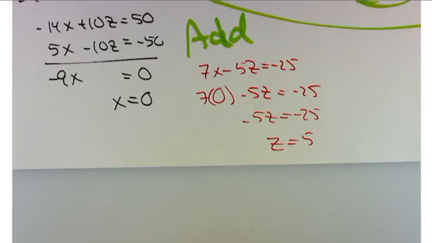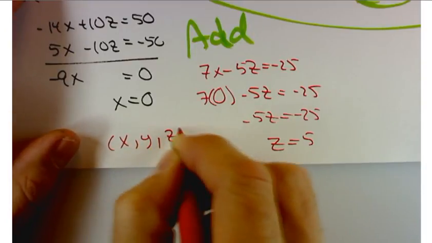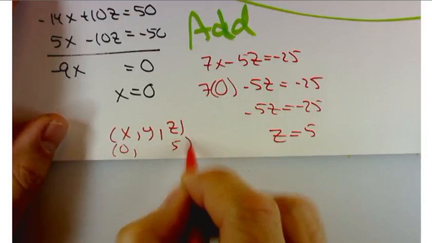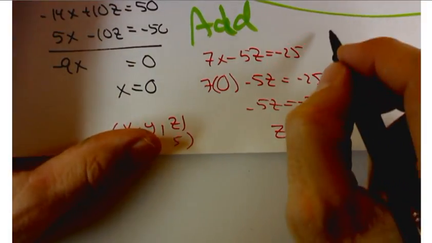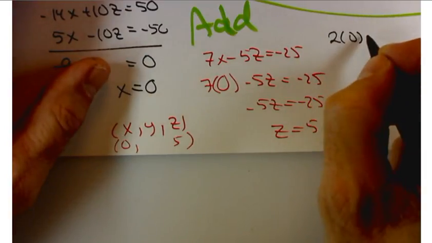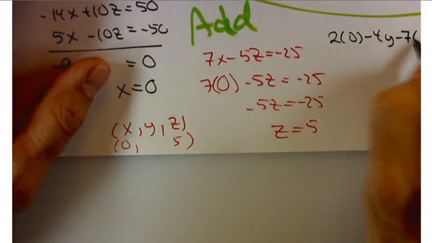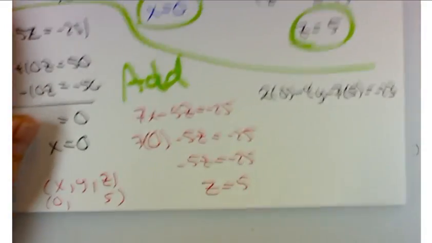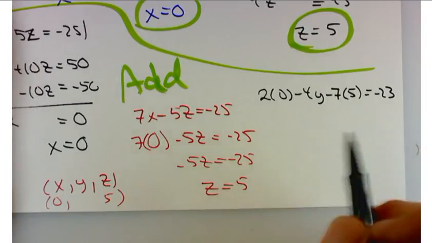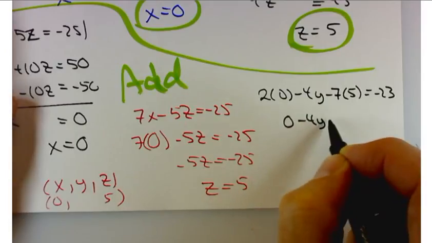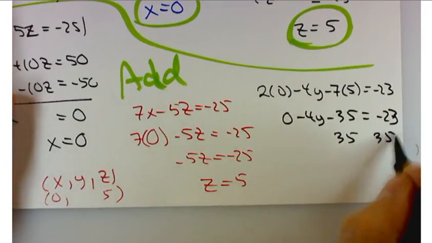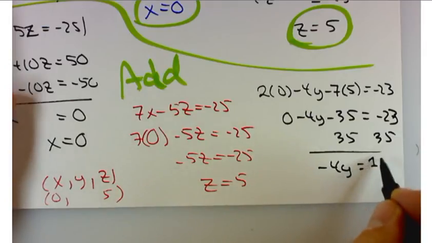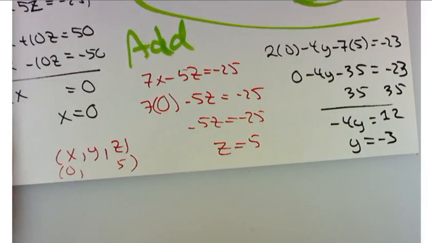So one way or another, x, y, and z, we've got x is 0 and z is 5. We need to figure out what y is. To figure out what y is, you've got to go back to one of the original equations and substitute. So to finish this one up, 2 times 0 minus 4 times y minus 7 times 5 equals negative 23. That comes from our last equation, substituting in what we know for x and z. So that's 0 minus 4y minus 35 equals negative 23. If I add 35 to both sides, I get negative 4y is positive 12. After which y is negative 3.